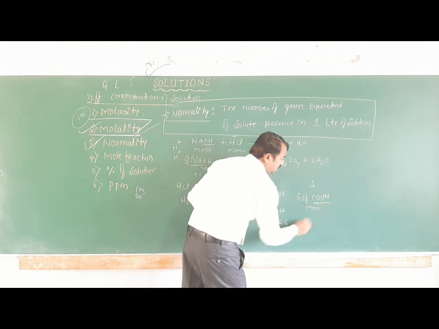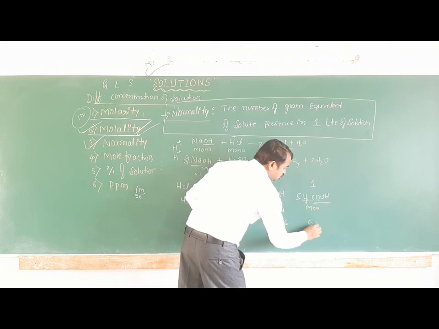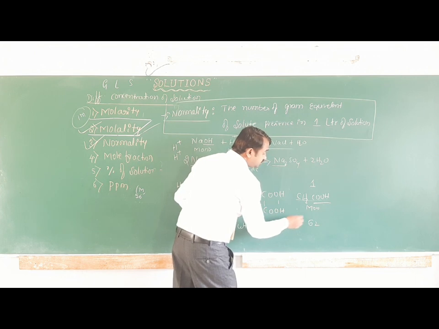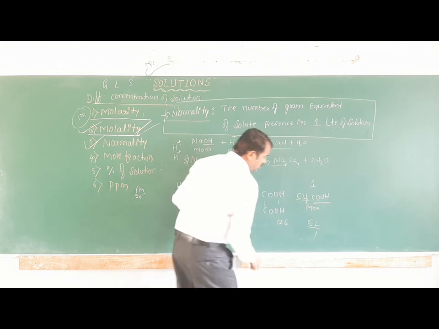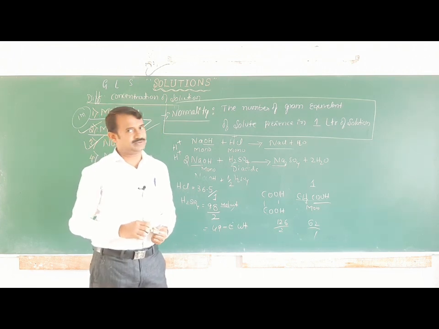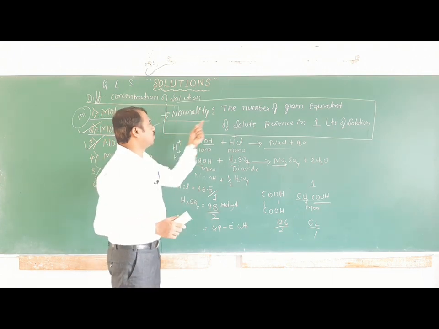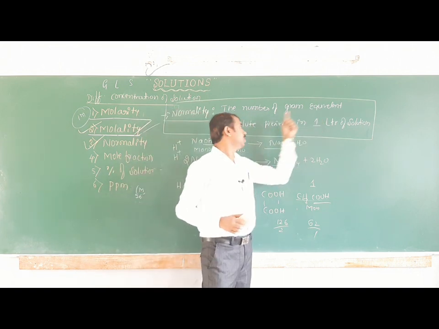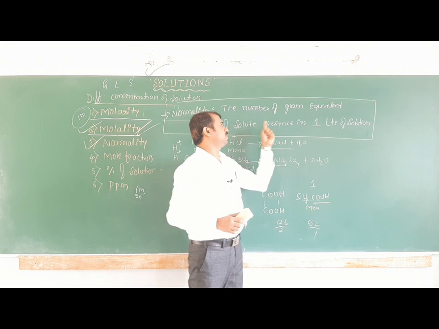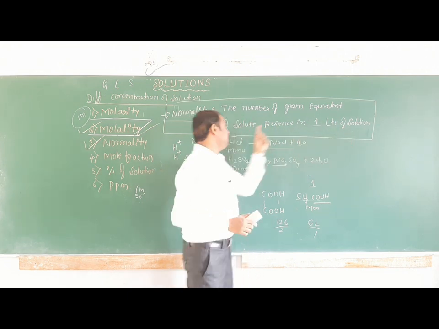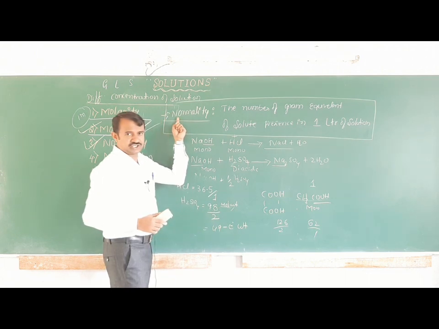Here the total molecular weight of acetic acid is 60. If the molecular weight is 60, for a mono acid we divide by 1, and for a biacid we divide by 2. That is the equivalent weight. The number of gram equivalents of solute present in 1 liter of solution is called normality.